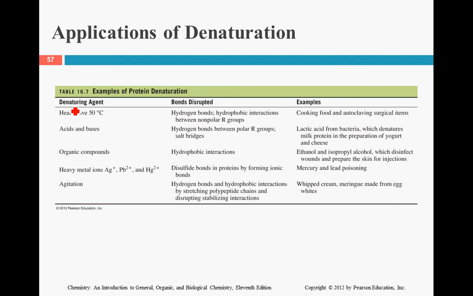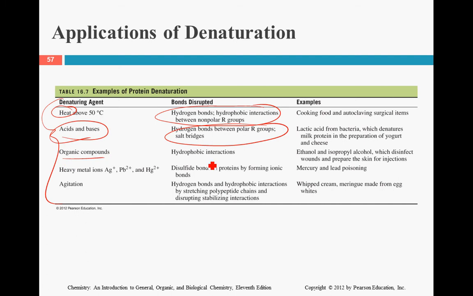So here are, once again, the 5 different ways a protein can be denatured. Heat above 50 degrees, so we're talking about adding heat, and this is how it's disrupted. Acids and bases, once again, you're interrupting the hydrogen bonds and the salt bridges. Organic compounds, hydrophobic interactions, meaning that instead of turning in, it wants to be turning out because it's going to be interacting with the organic compounds, because organic are nonpolar.